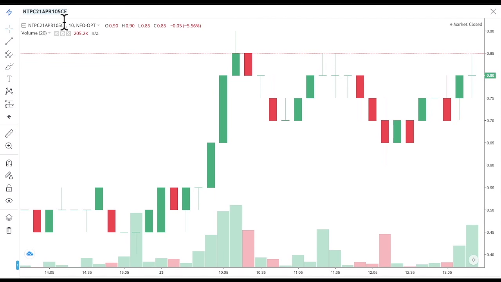This is NTPC 105 call option chart, right? So previously only we discussed where do we enter the trade.